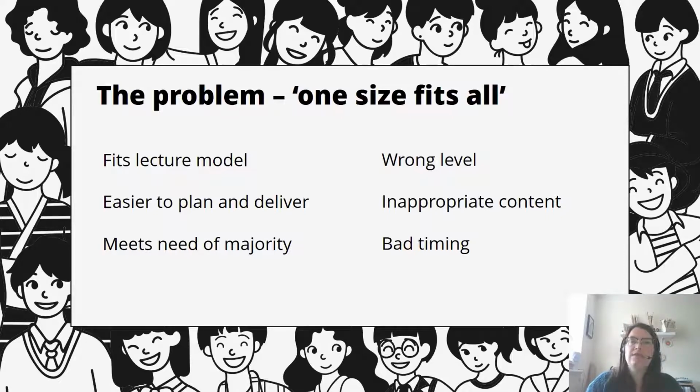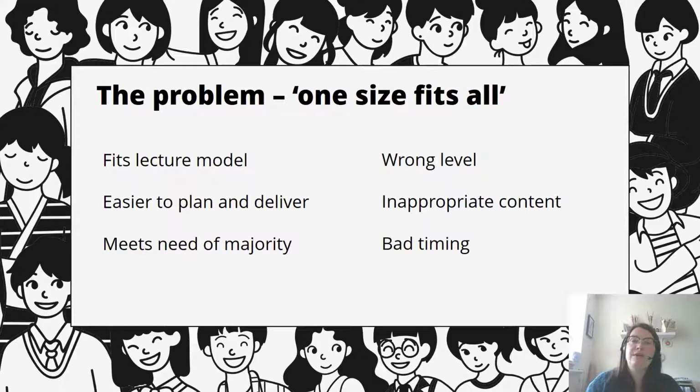There are clear reasons why the one-size-fits-all model has persisted. It fits the lecture model fairly easily. It's quite easy to program into a timetable of existing lecture slots, that one-size-fits-all approach. It's easier to plan and deliver than a bespoke session. And there is a traditional assumption that actually most of the students are around the same level, so it will meet the need of the majority.